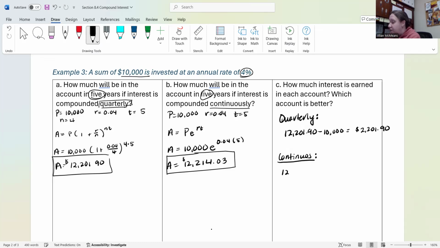Now, if we look at the account where interest was compounded continuously, we had $12,214.03. We want to subtract what we initially invested, which was 10,000, and we would be left with $2,214.03. So then the question says, well, which account is better? Since we're investing money, we want the account that has the most money at the end, right? And if we look at this, continuous is slightly better.